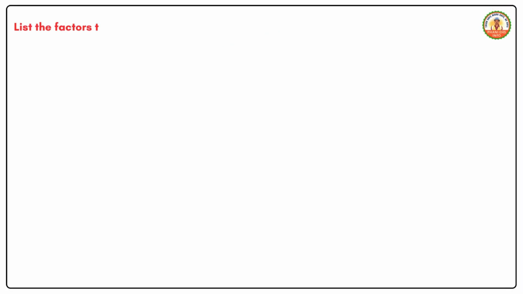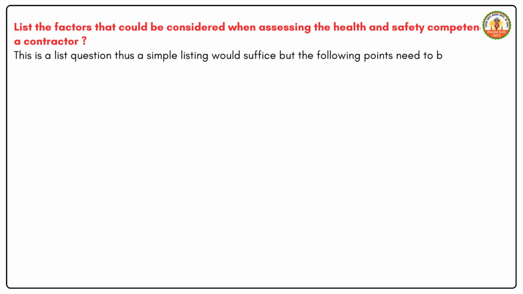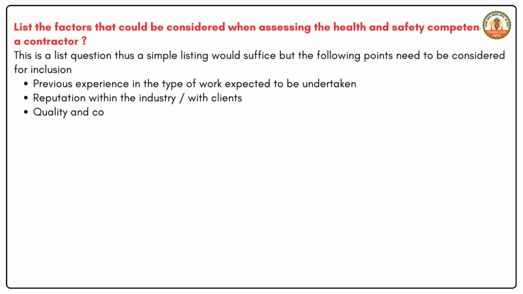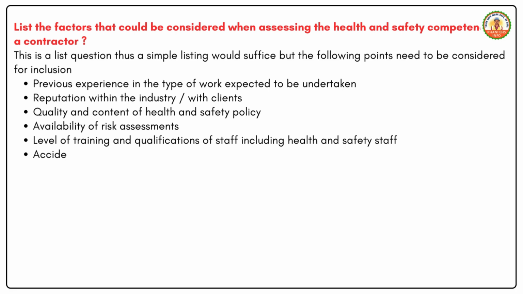List the factors that could be considered when assessing the health and safety competence of a contractor. This is a list question, thus a simple listing would suffice, but the following points need to be considered for inclusion. Previous experience in the type of work expected to be undertaken. Reputation within the industry with clients. Quality and content of health and safety policy. Availability of risk assessments. Level of training and qualifications of staff including health and safety staff. Accident enforcement statistics. Membership of official bodies.